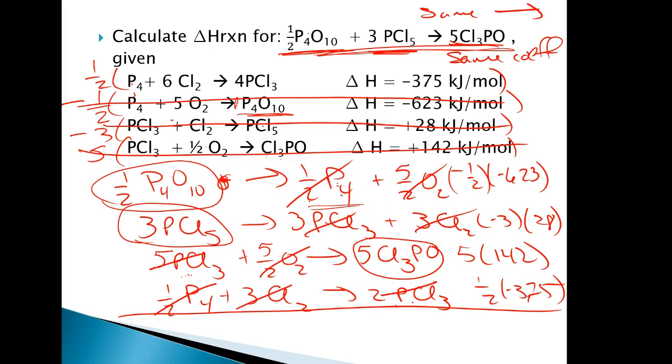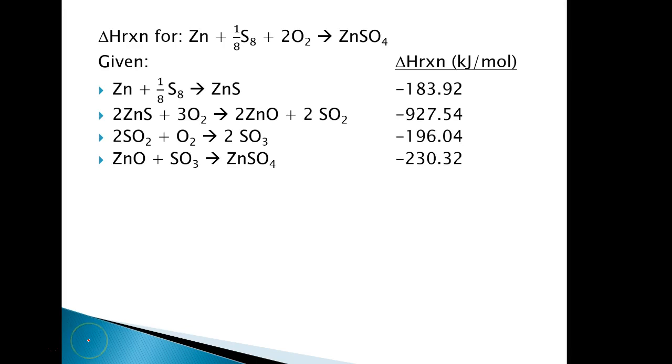And then the answer is just adding those numbers together. Multiplying and adding. And I got positive 750. Okay. All right. One more.